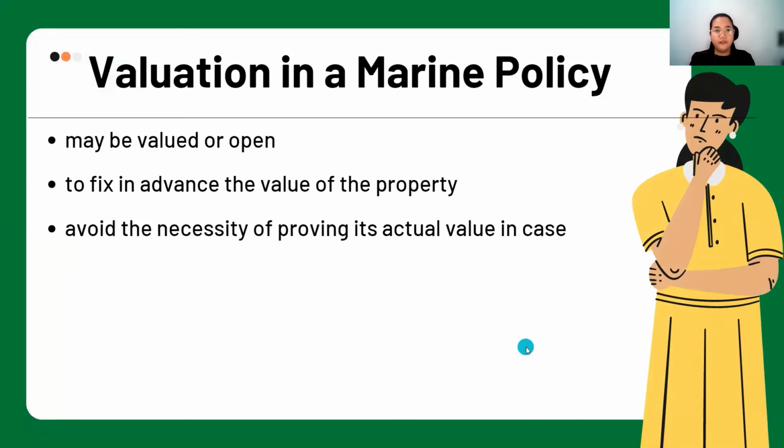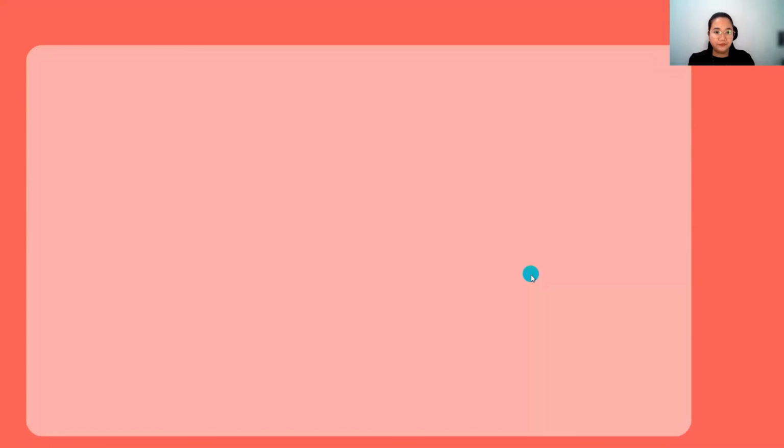So next, we have here valuation in marine insurance. A policy of insurance may be valued or open. The object of valuation in a policy is to fix in advance the value of the property and thus avoid the necessity of proving its actual value in case of loss.